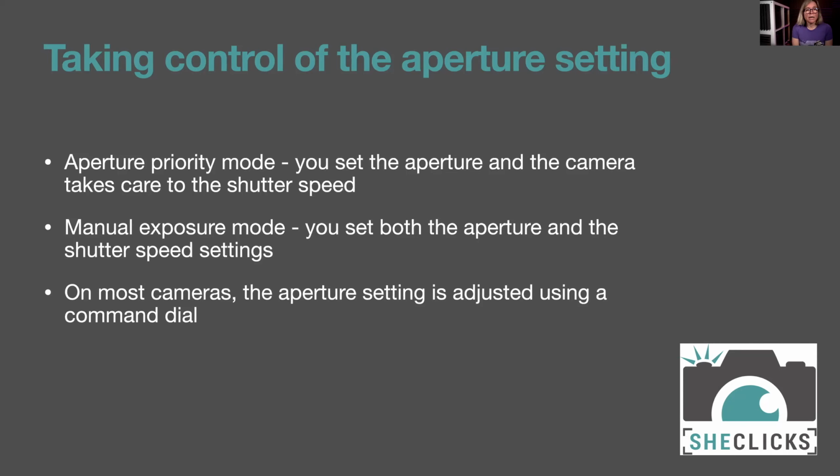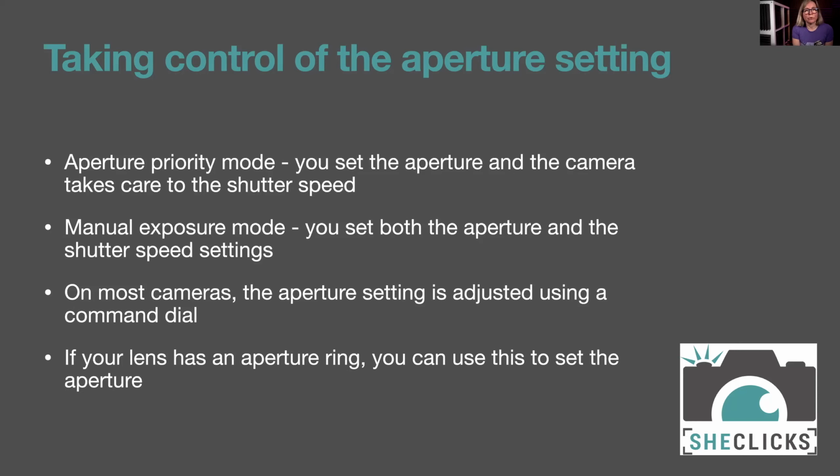Now, on most cameras, the aperture setting is adjusted using a command dial. You can look it up in your manual if you're not sure. Usually there is a mode dial, and you'll set the mode dial so you're in aperture priority mode or manual mode, and there'll be another dial that you use to adjust the exposure settings. However, some cameras, or some lenses, sorry, have an aperture ring.